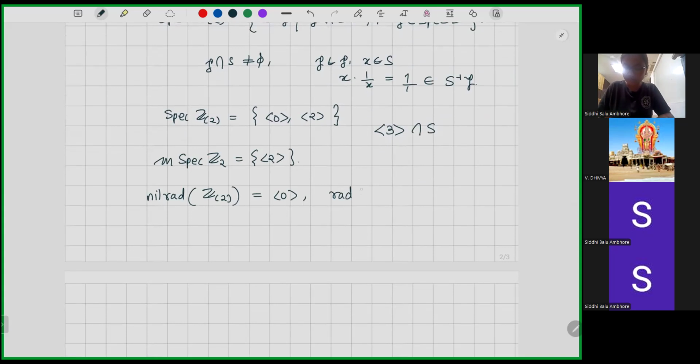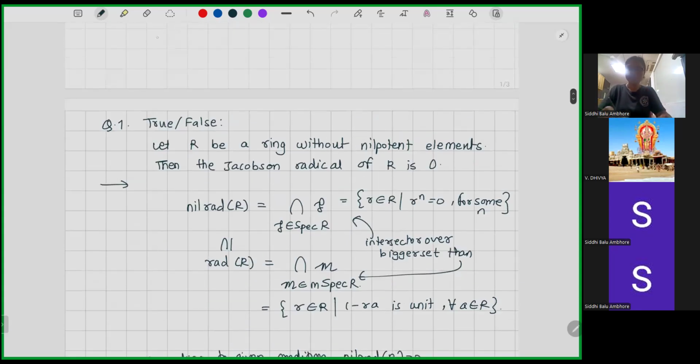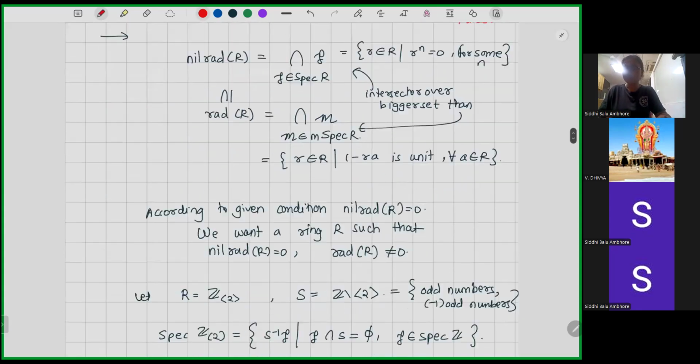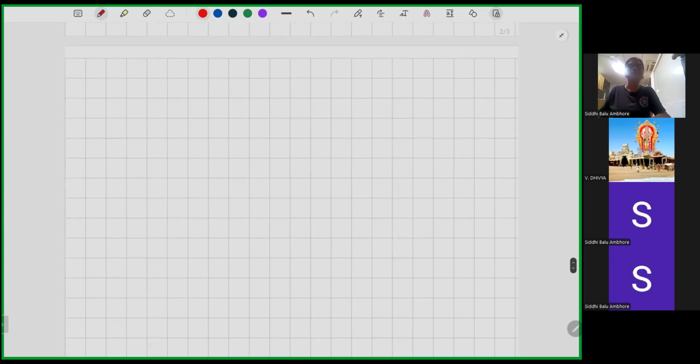But the radical of this Z2 is only the ideal generated by 2. Any doubts here? So when I write this, I mean the ideal generated by 2 in this Z2, or S inverse of the ideal generated by 2. I hope you understand what I mean here. So this is why this statement is false, and you can generate many such examples actually. This was one example. Another example I can take is this. So let us take k[x].